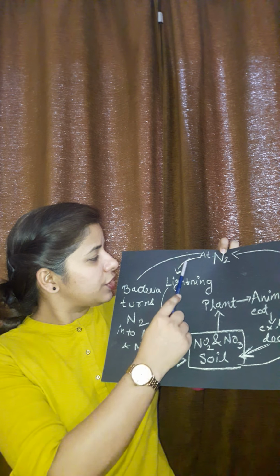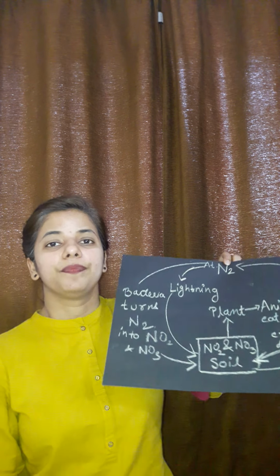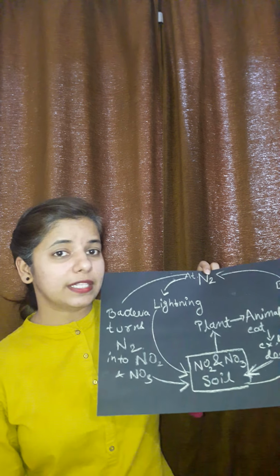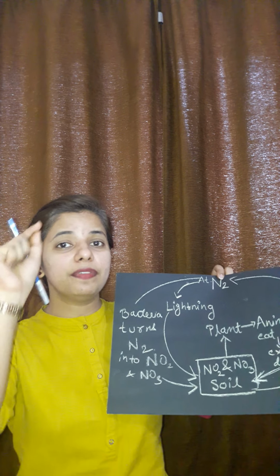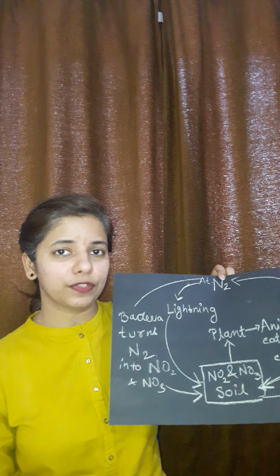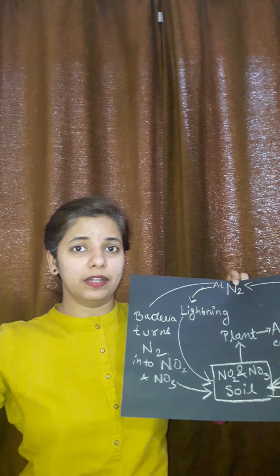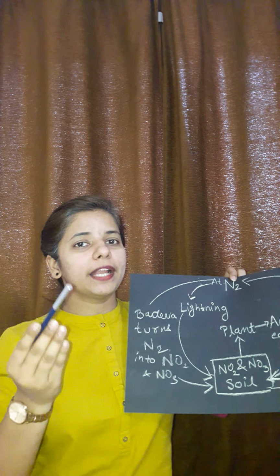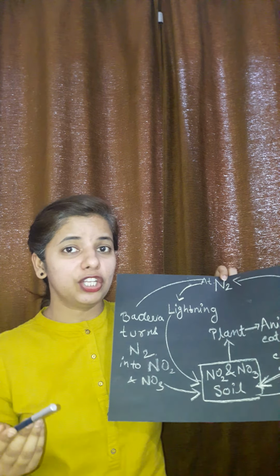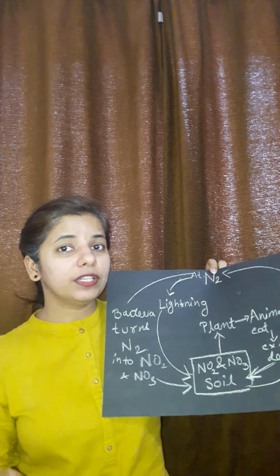Now, students, this nitrogen which is present in the atmosphere: when there is a monsoon season, heavy rainfall and thunderstorm, a kind of severe lightning is created in the atmosphere. What happens because of the lightning? The nitrogen and the oxygen which are present in the atmosphere will react with each other due to the thunderstorm, due to the lightning.